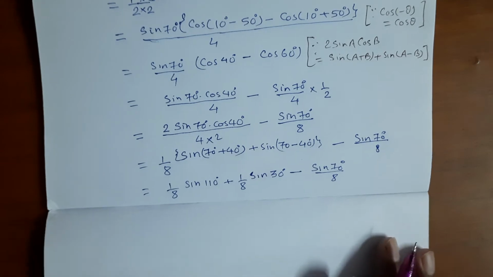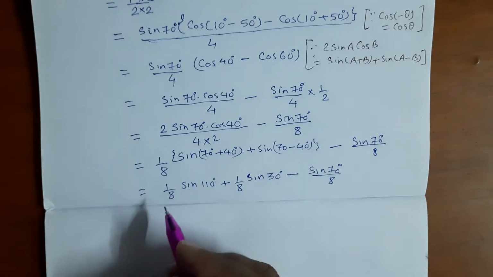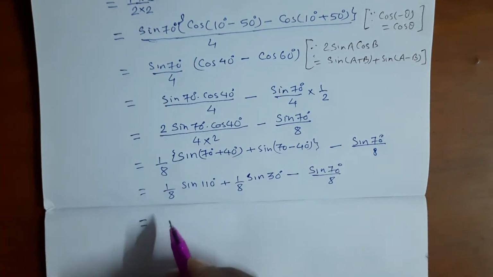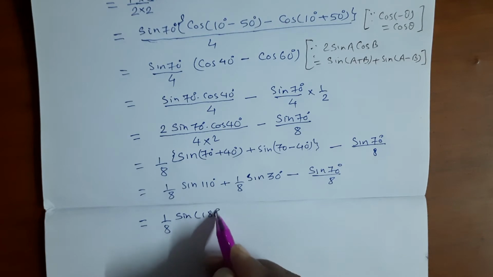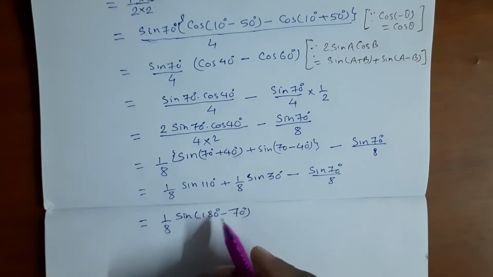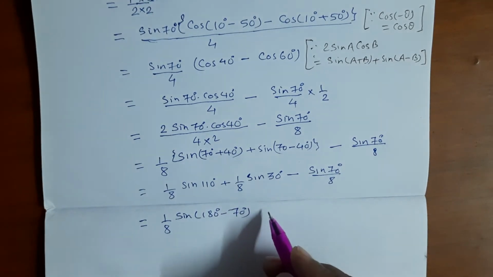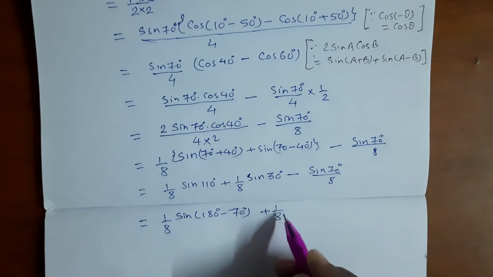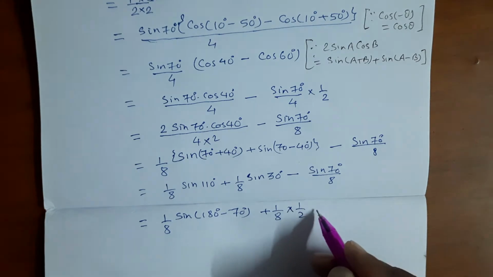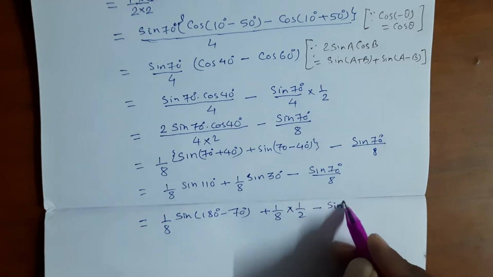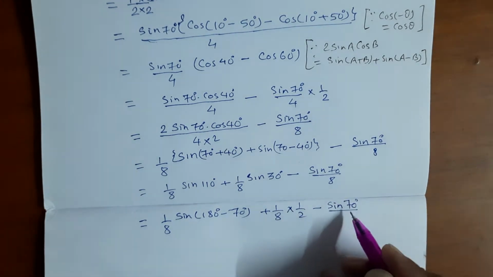And now this equals 1 over 8 sin 110, which means we can write sin(180 minus 70), plus 1 over 8 sin 30. The value we know is 1 over 2, minus sin 70 degree over 8.